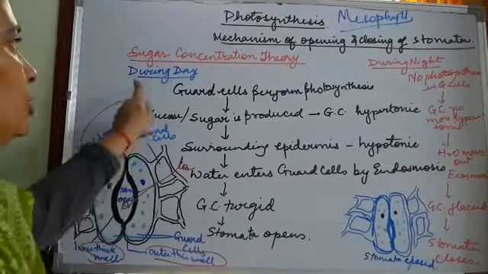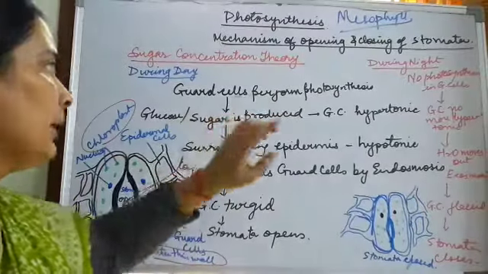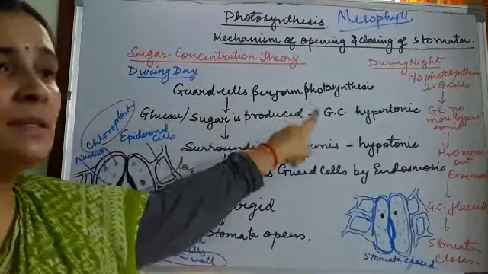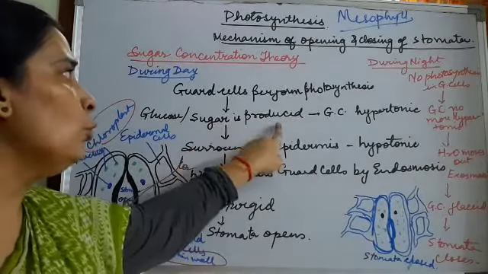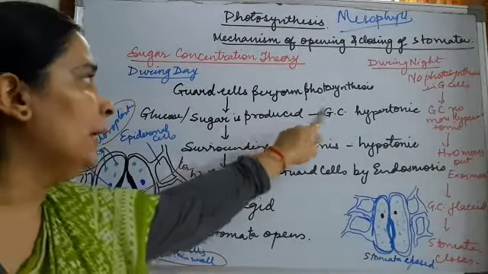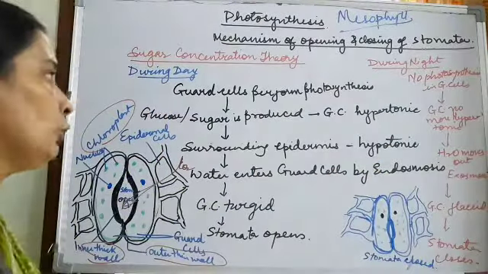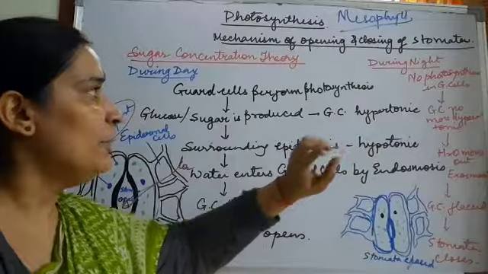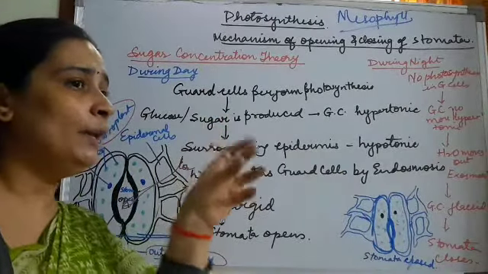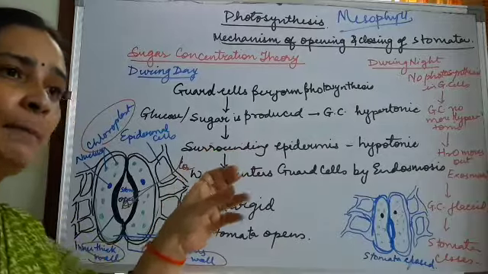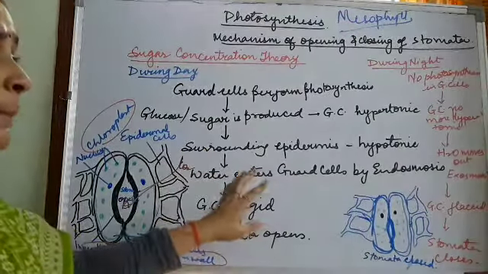Now let us understand, during the daytime, guard cells perform photosynthesis. When the photosynthesis process takes place, there will be formation of glucose or sugar. When glucose or sugar is produced, what will happen? Guard cells will become hypertonic. If you remember I told you, hypertonic means the cell sap inside is more concentrated, and outside it is hypotonic. What will happen? Endosmosis.